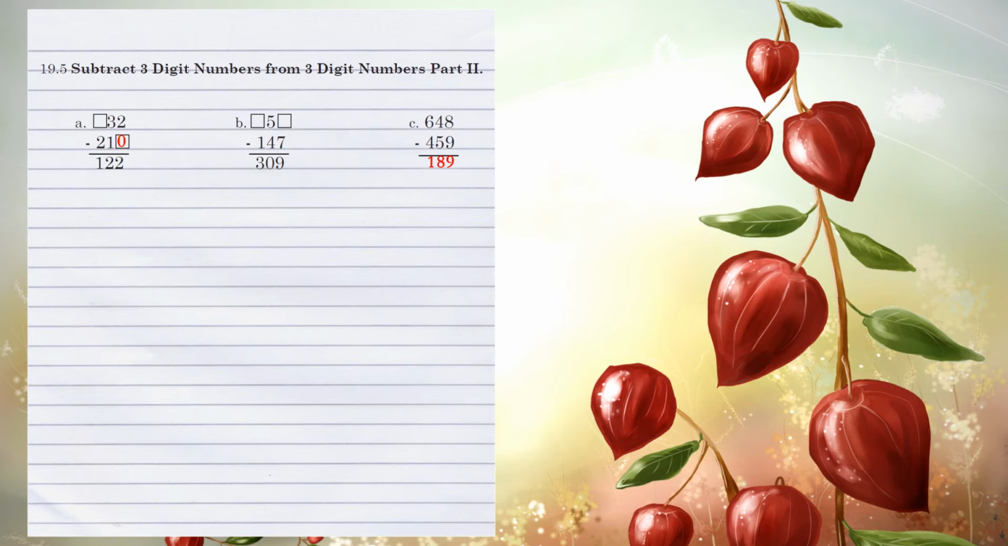3 minus 1 in our tens column is 2. And then what number minus 2 would equal 1? That means that the second missing number is a 3. Let's look at example B.